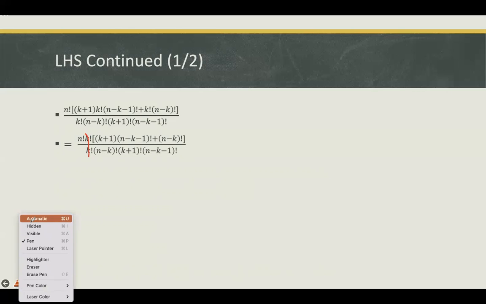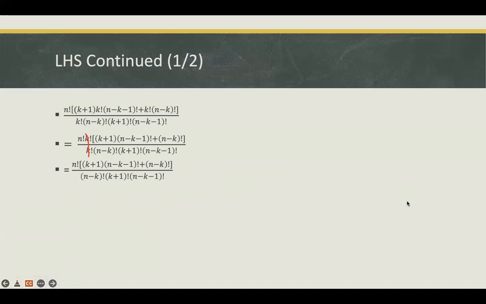And when we go back to show, we notice our expression is simplified to n factorial times k plus 1 times n minus k minus 1 factorial plus n minus k factorial. And our denominator is simplified a little bit since the k factorial disappeared, and we're left with n minus k factorial, k plus 1 factorial times n minus k minus 1 factorial in our denominator.